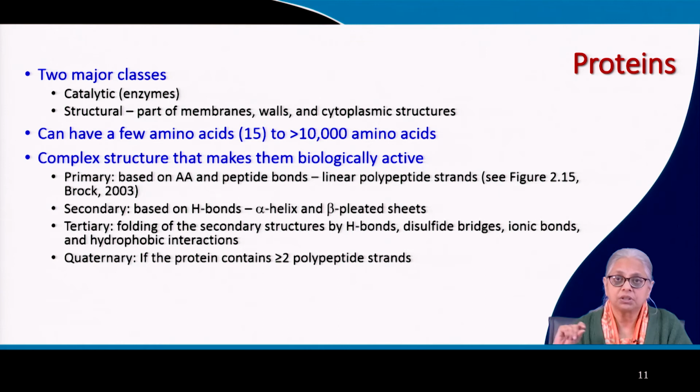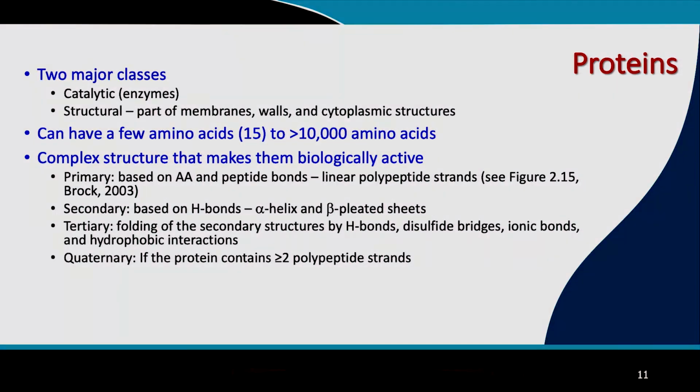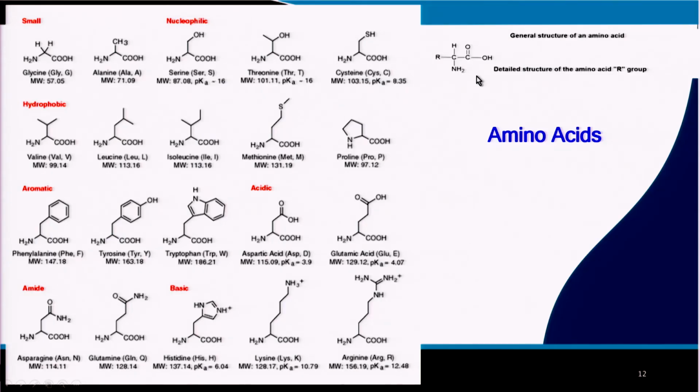So I've already mentioned that the primary polypeptide strand is based on amino acids and peptide bonds. You can refer to the textbook for more details and more graphics. So what we have here is the general structure of the amino acid at the upper right corner. So this is a simple structure where you have one carboxyl group and one amine attached to a single carbon. And on the left hand side of this structure you see R.